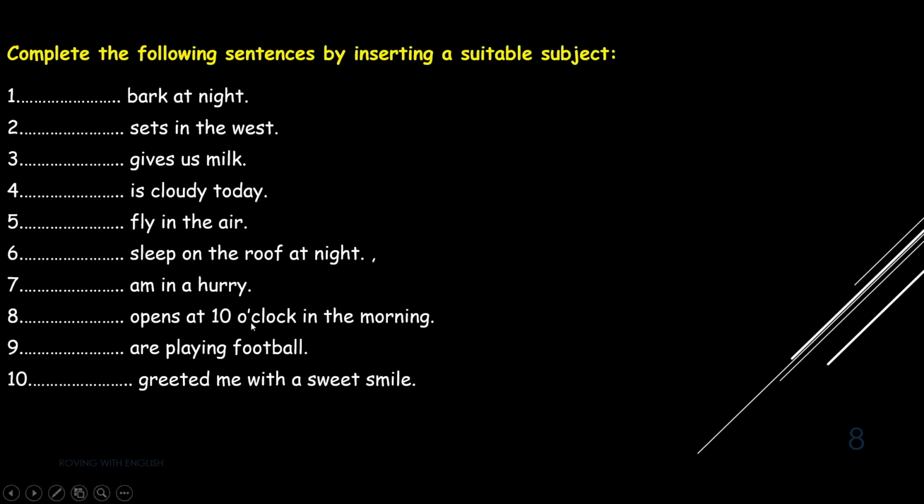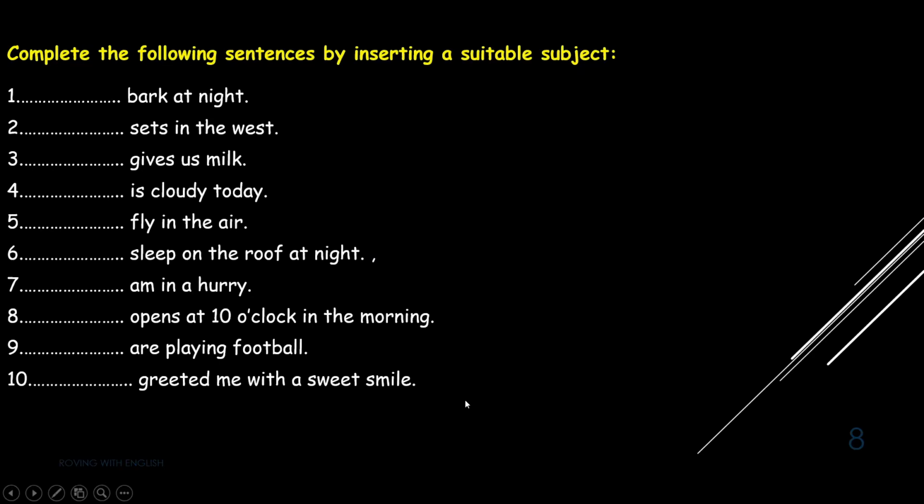Let's try some more questions. Complete the following sentences by inserting a suitable subject. Dash bark at night. Dash sets in the west. Dash gives us milk. Dash is cloudy today. Dash fly in the air. Dash sleep on the floor at night. Dash am in a hurry. Dash opens at 10 o'clock in the morning. Dash are playing football. Dash greeted me with a sweet smile.